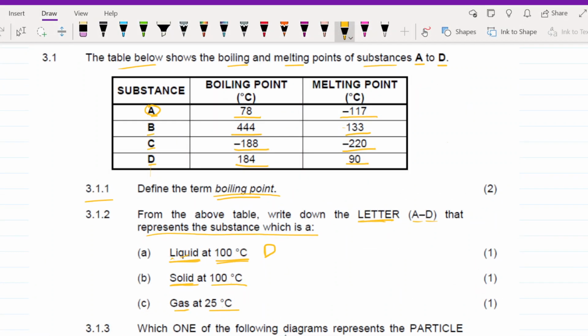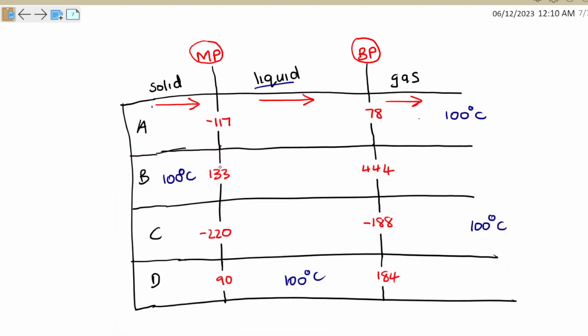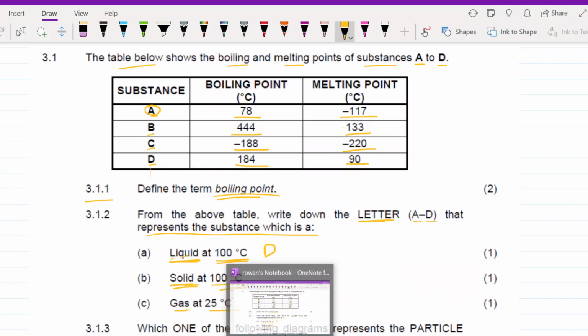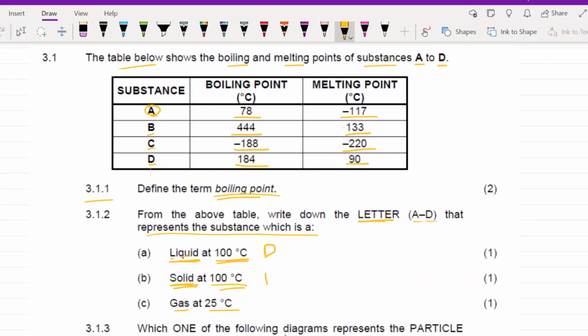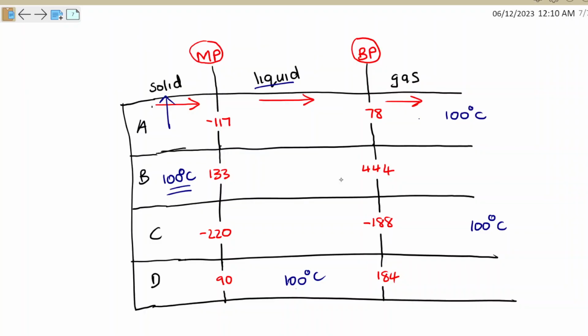The next question, which one is a solid at 100? So the one that is a solid at 100, we can see it is B. Here is 100. It's a solid at 100. So the answer for this one, B, is a solid at 100. Now number C, which one is a gas at 25 Celsius degrees? So we want now to see 25 Celsius degrees.